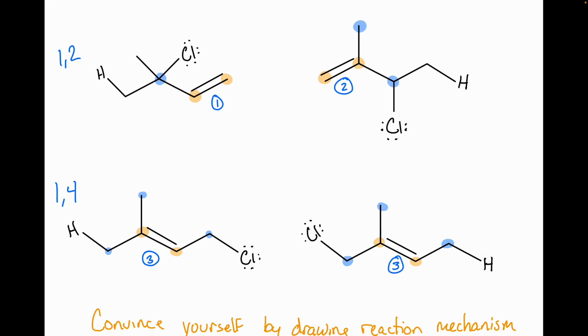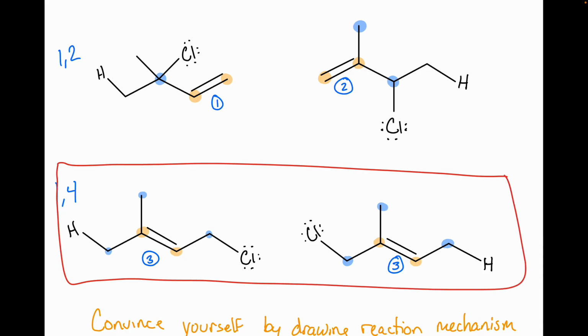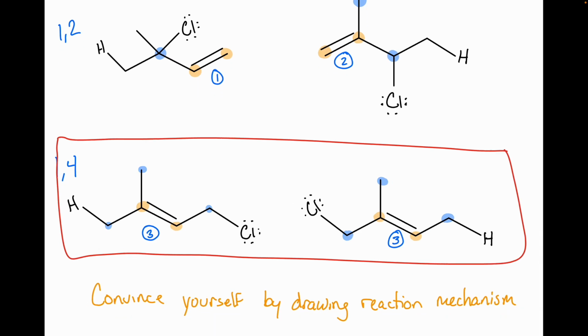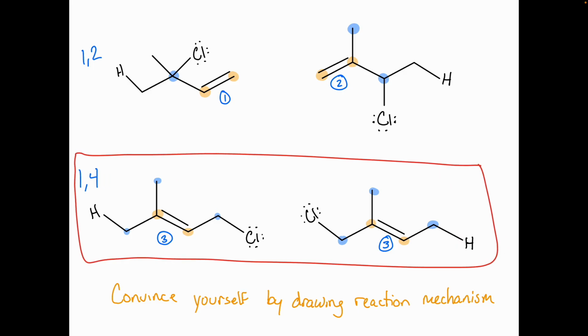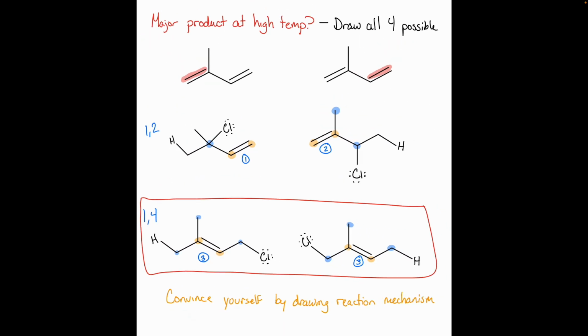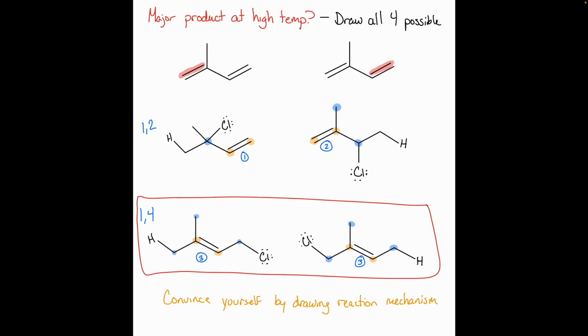So mono, di, tri, which one's the more stable molecule here? Tri. The one that has the higher degree of substitution. In this case, we got a tie. So these two products we would expect to be produced in the same amount. We would call them both our major product of this reaction. So we drew all 4 possible products to determine which one was the most stable.